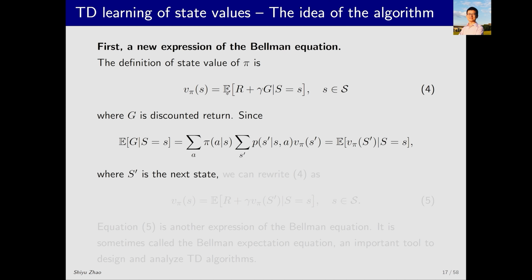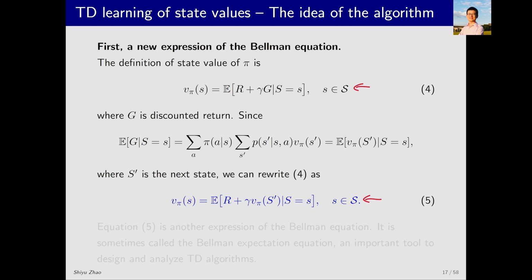This expectation can be split into two parts: the expectation of the immediate reward, E[R], and the expectation of the discounted return, E[G]. This E[G] can be further written in this form. If the next state is S prime, then we take the expectation of its state value. Therefore, these two forms are equivalent. The definition of the state value we just mentioned can be transformed into this equation. On the left side, we have V_π(S), which equals E[R] plus γ E[V_π(S')]. This is also a Bellman equation.